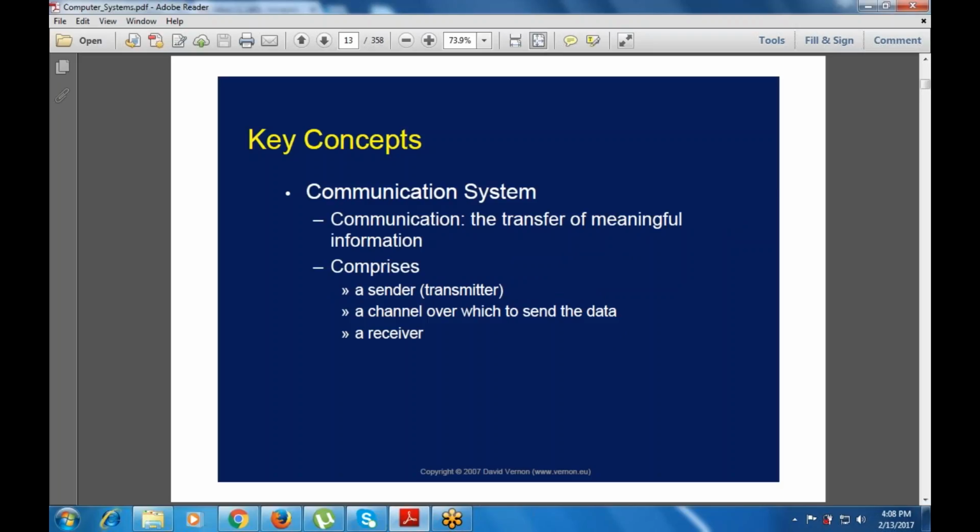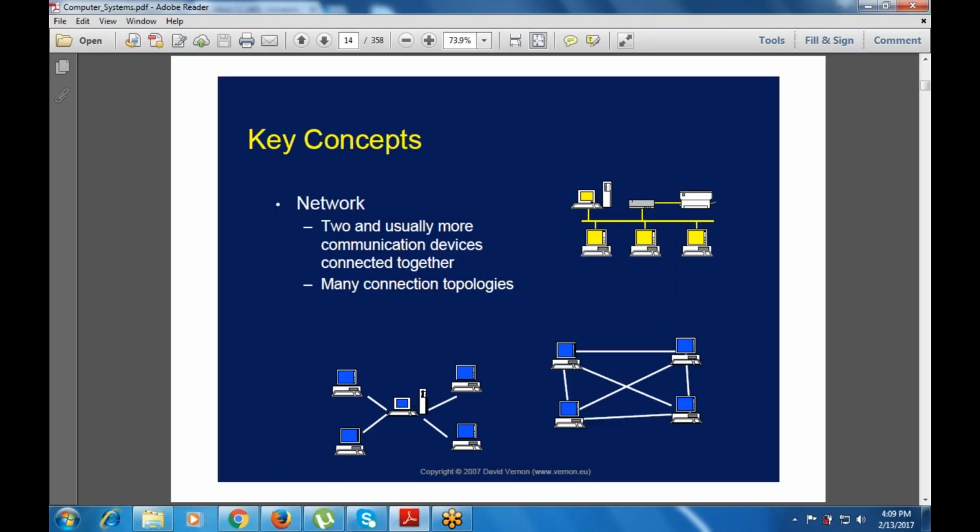Now, next is the communication system. Communication means the transfer of meaningful information. So whenever we transfer information, that is known as communication. That comprises the sender that sends the data, the transmitter, the channel by which we can send the data, and then there is a receiver. Then there's a network. Whenever I combine multiple computers together, that is known as a network. So two and usually more communication devices connected together in many connection topologies.